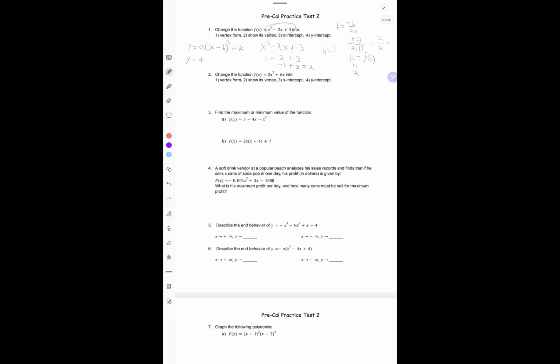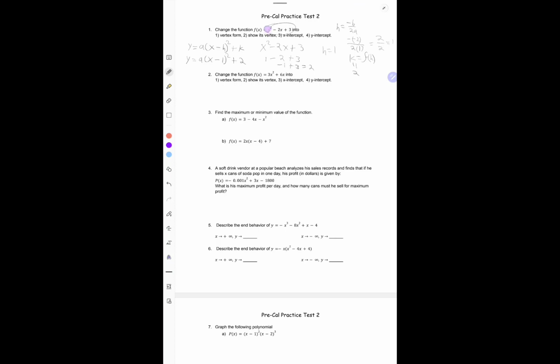What is vertex form? Well, vertex form is the form of y equals a times x minus h squared plus k. Okay, that is vertex form. So to put this equation into vertex form, we have to put it into this. So in that being said, we are left with y equals a times x minus 1 squared plus 2.